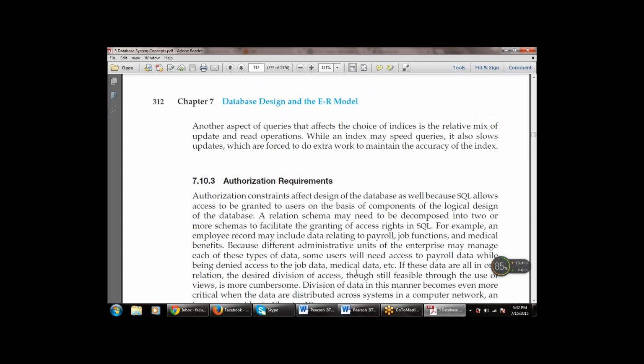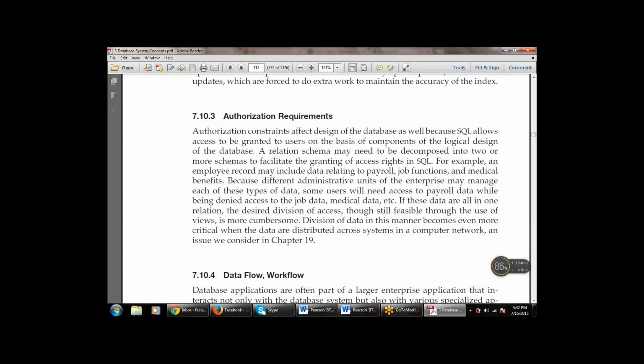A relation schema may need to be decomposed into two or more schemas to facilitate the granting of access rights in SQL. So what are the various granting rights, or what are the various issues available with the authorization requirement? Authorization constraints also affect the design of the database, because SQL allows access to be granted to the users.